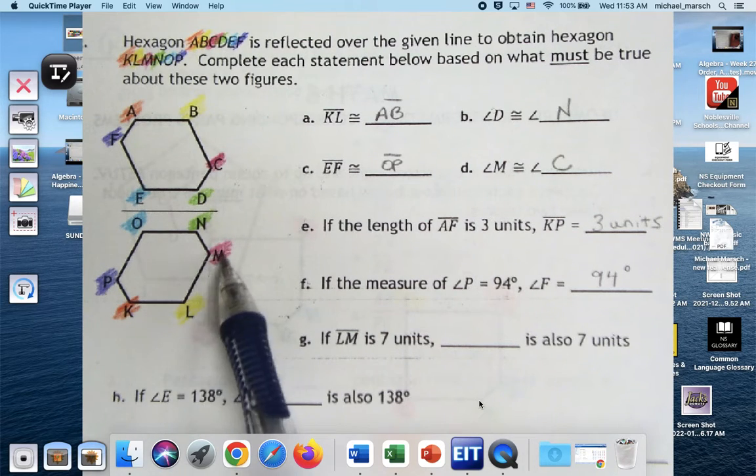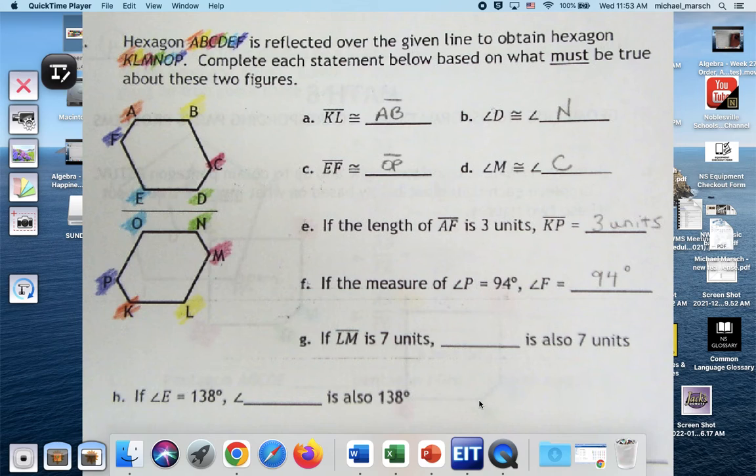If LM is 7 units, what is also going to be 7 units? Yep.